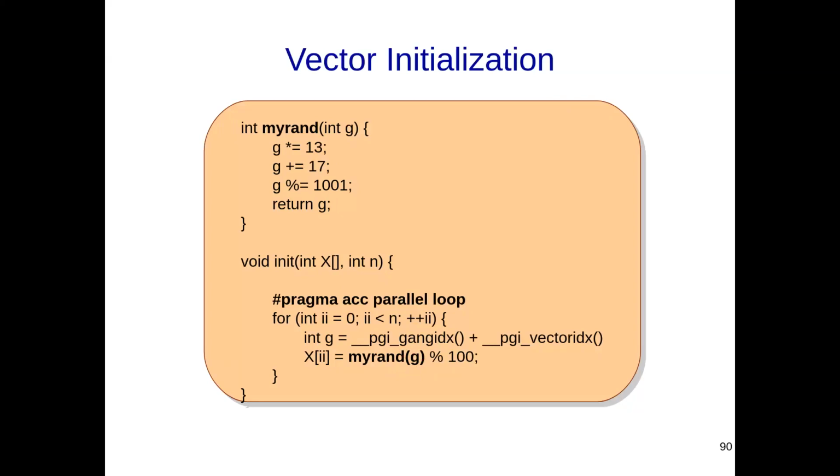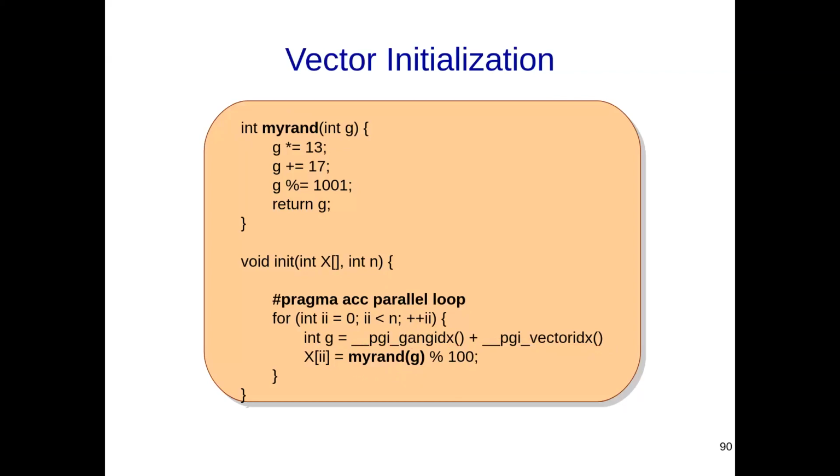So is there a way I can query the thread number in the accelerator code? There are these APIs that are provided, __PGI_gang_idx and vector_idx. These are going to give you the gang ID and the vector ID of the thread. I'm just summing them up and then applying this myrand function.